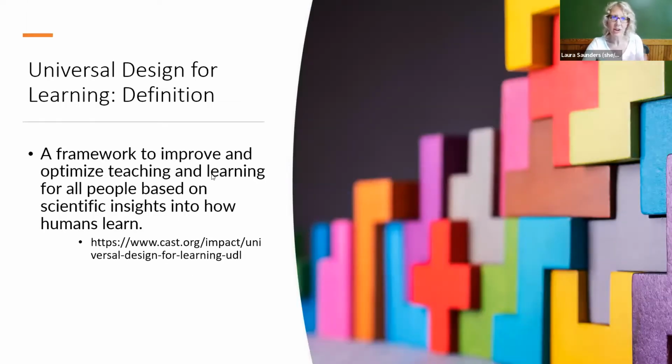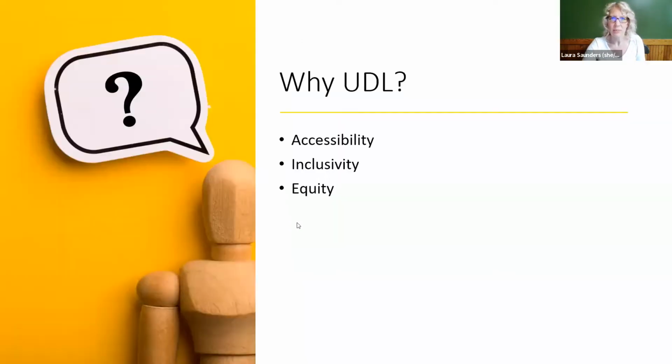Taking universal design and building on it, the definition for universal design for learning is a framework to improve and optimize teaching and learning for all people based on scientific insights into how humans learn. What I'm going to do now is walk us through some of the basic principles for universal design for learning. But first, let's talk about why this is important.